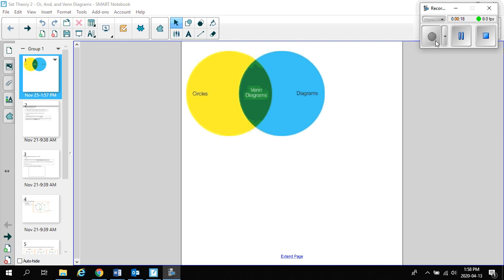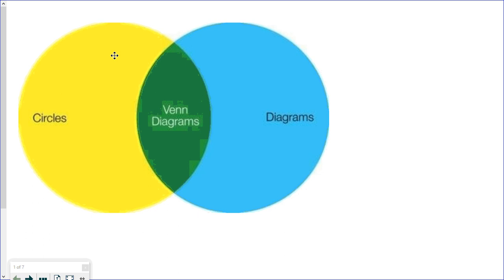It's terrible. All together. So this is set theory lesson 2. In your notes package it's called or, and, Venn diagram graphs. That seems like it's not a sentence because it has the word and twice, but I'll explain why it actually is a real thing as we go.